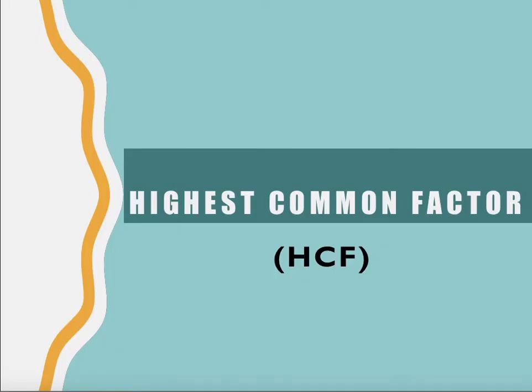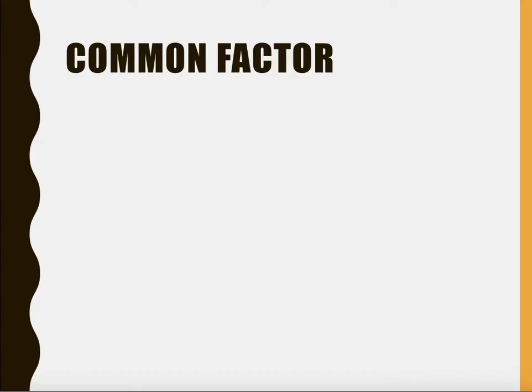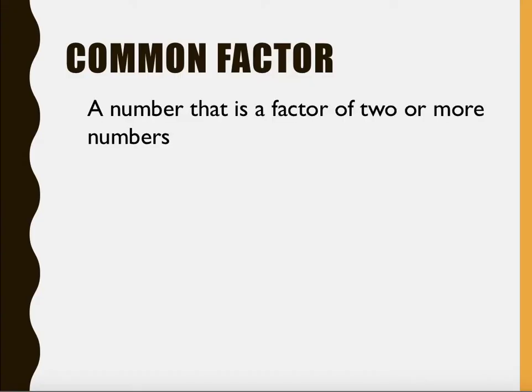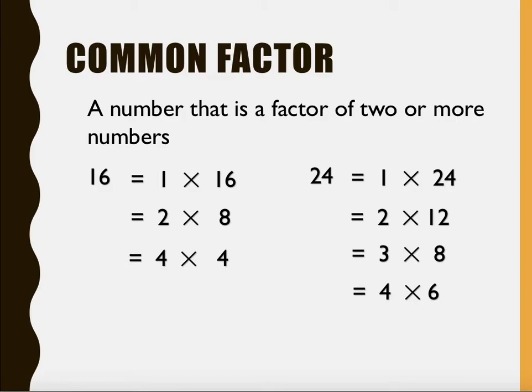Let's look at the highest common factor now. What is a common factor? A factor that is common between two or more numbers. Look at 16 and 24. 16 can be written as 1 times 16, 2 times 8 or 4 times 4. 24 can be written in different ways too.